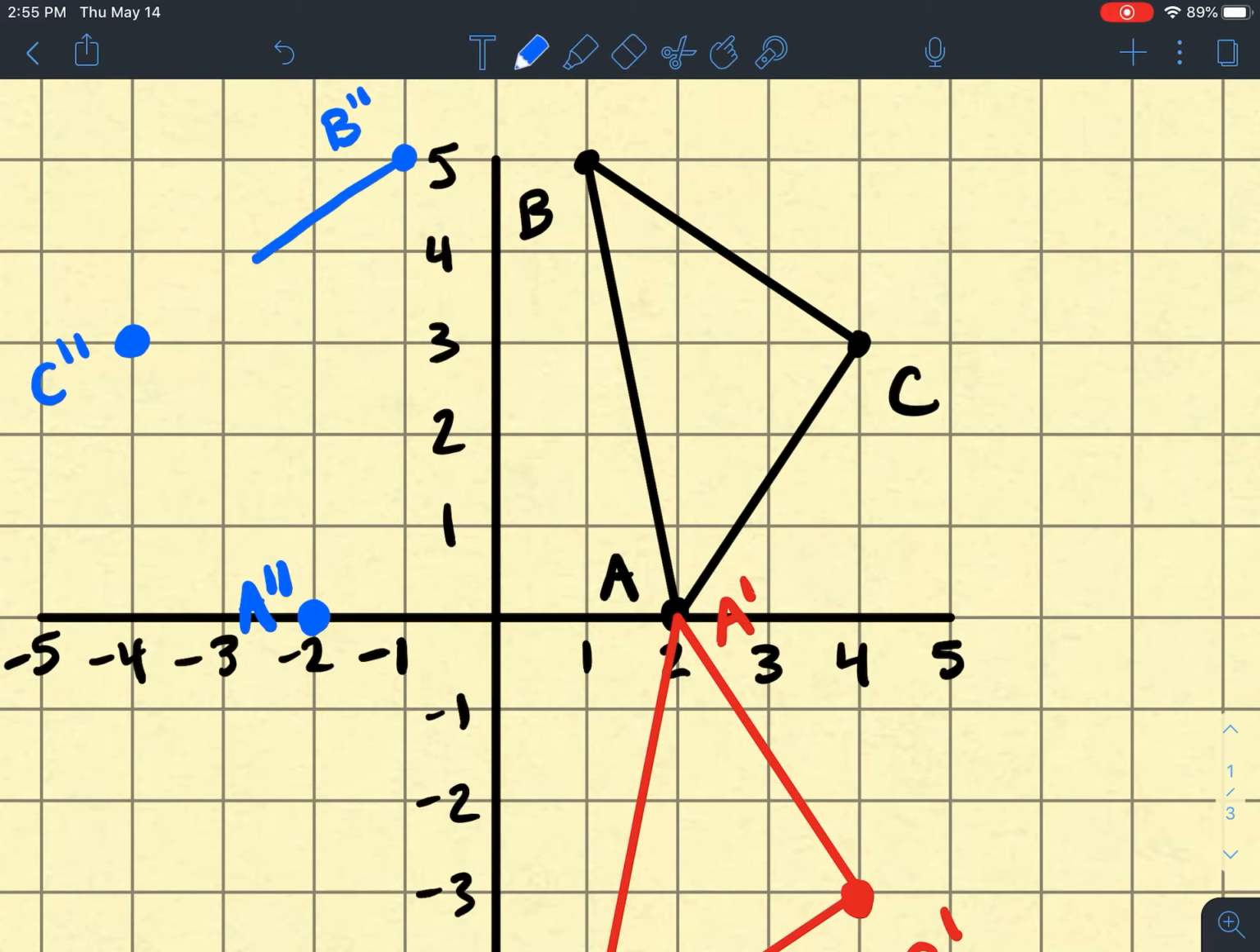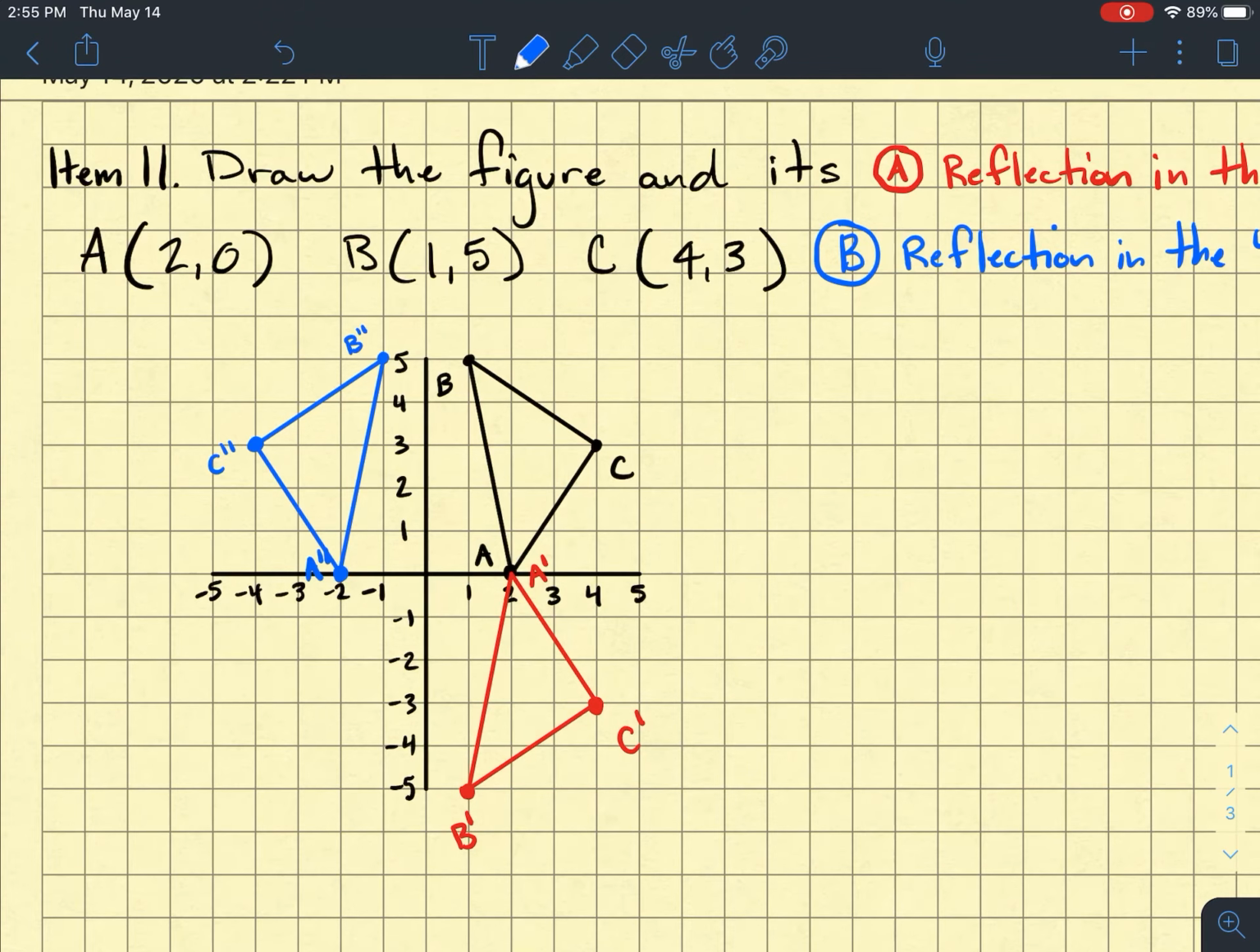And now you have successfully performed reflections in the x-axis and reflections in the y-axis.